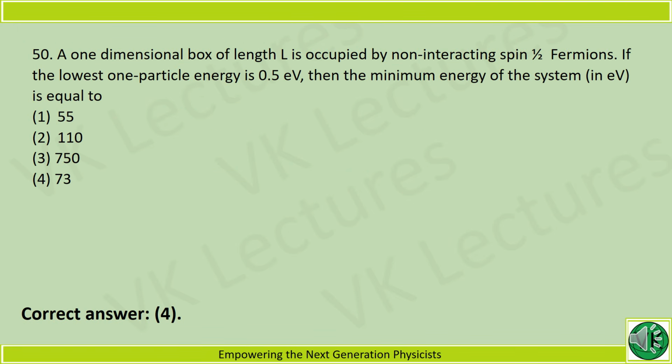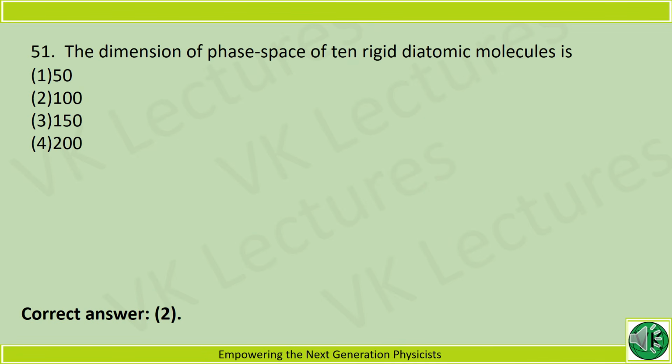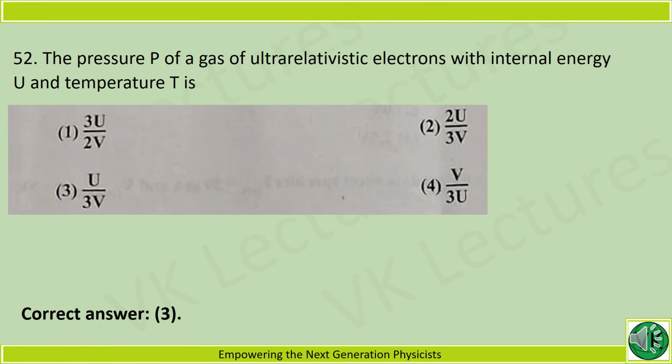A one-dimensional box of length L is occupied by non-interacting spin-half fermions. If the lowest one-particle energy is 0.5 electron volt, then the minimum energy of the system in electron volt is equal to, answer 473. The dimension of phase space of 10 rigid diatomic molecules is, option, 200. The pressure P of a gas of ultra-relativistic electrons with internal energy U and volume V is U by 3V, option 3.